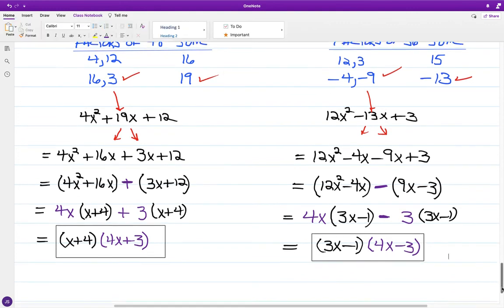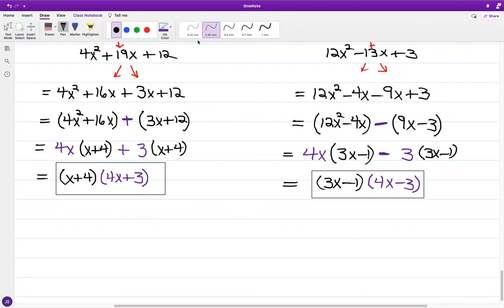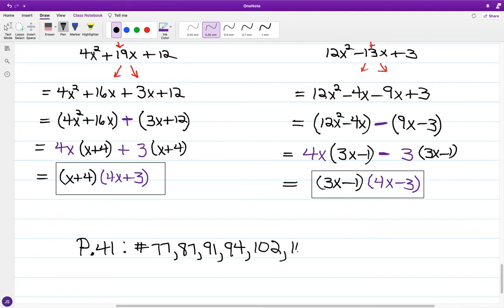All right, and now just some items to be looking into. And this is not to turn in. Some of you might be awaiting source materials, but anyway, for practice, we have from the textbook items to be looking into, and we have from page 41, number 77, 87, 91, 94, also 102, and also 106.